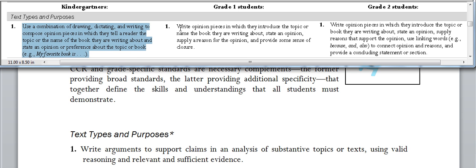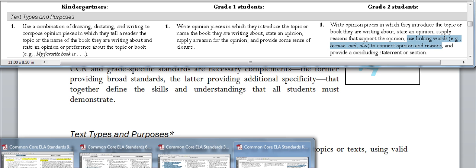When the students move on to first grade, mastery is indicated when they have to write, not draw or tell, opinion pieces in which they introduce the topic, but it's a little bit more demanding because in first grade they must supply a reason for the opinion and they have to provide some sense of closure. Grade 2 pushes this a little bit further because now they must supply reasons, plural, and they're being asked to use transitional, linking words, for example, because, and, also, to connect their opinion with the reasons for it.